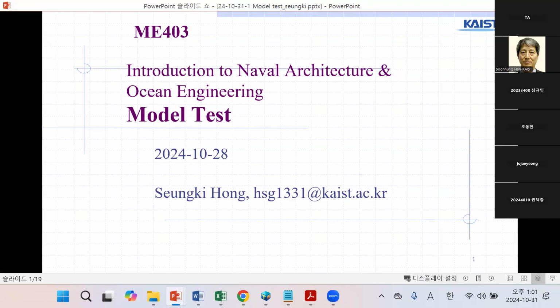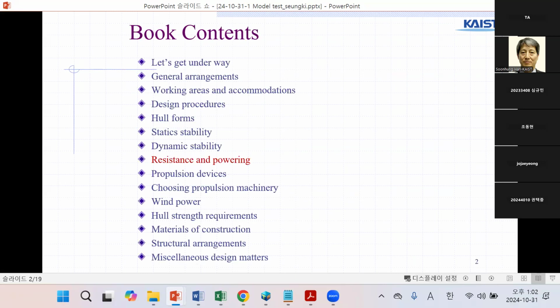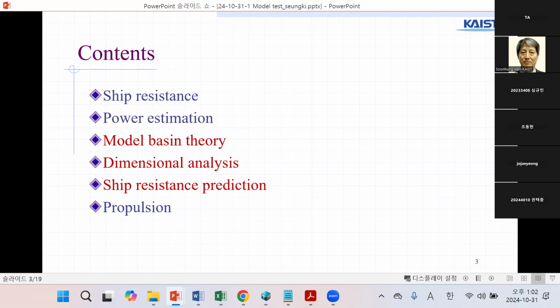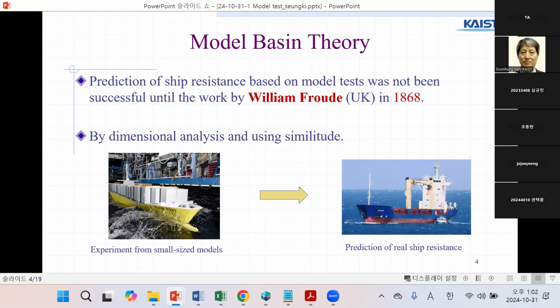Today I will give a lecture about the resistance test, and refer to the resistance and powering chapter from the book. These are our contents. Start from model-based theory. The model-based theory was invented by William Froude in 1868. Since then, it was possible to predict the ship resistance based on the model test by using dimensional analysis and scientific methods. People performed the experiment from small-sized models to predict real ship resistance.